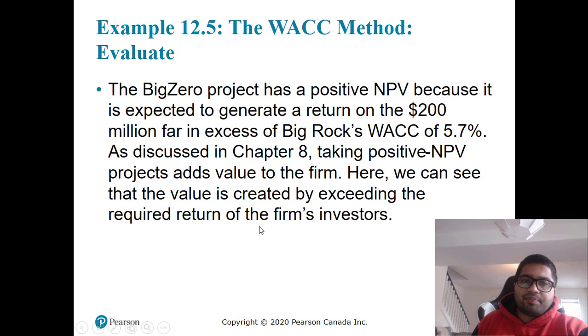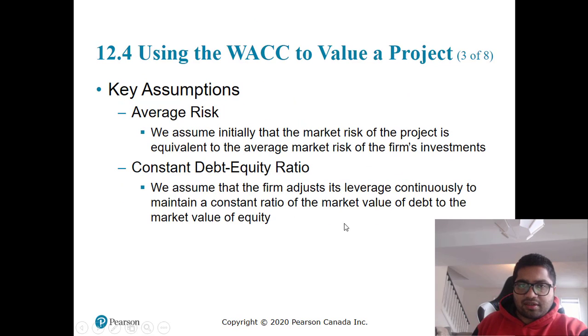Okay. The Big Zero project has a positive NPV because it is expected to generate a return far in excess of Big Rock's WACC of 5.7%. As discussed in chapter 8, taking positive NPV projects adds value to the firm. Hence, we will continue with the project. Now, key assumptions that we are making. Average risk: we assume initially that market risk of the project is equivalent to average risk on the firm's investment. But sometimes that may not be true. Certain projects may be more risky for a firm than the average risk that the firm is carrying.